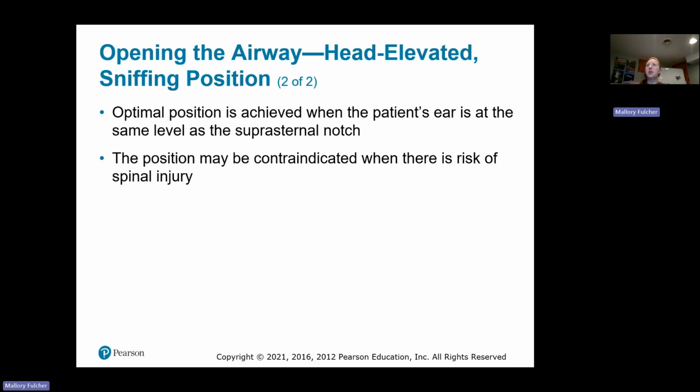So optimal positioning is achieved when the patient's ear is at the same level of the suprasternal notch. So you want your ear located right with that sternal notch, so like straight down. Just elevating your head slightly is the correct positioning. Obviously, if they've got some spinal injury, it's contraindicated. We don't want to be moving their head too much, right?